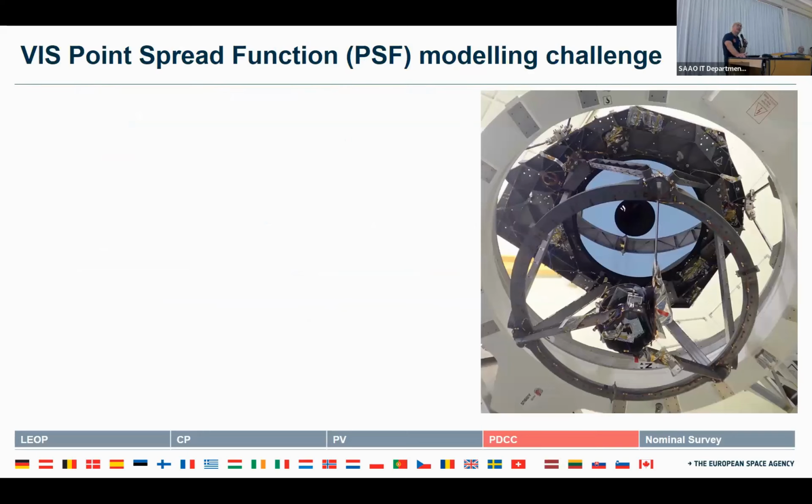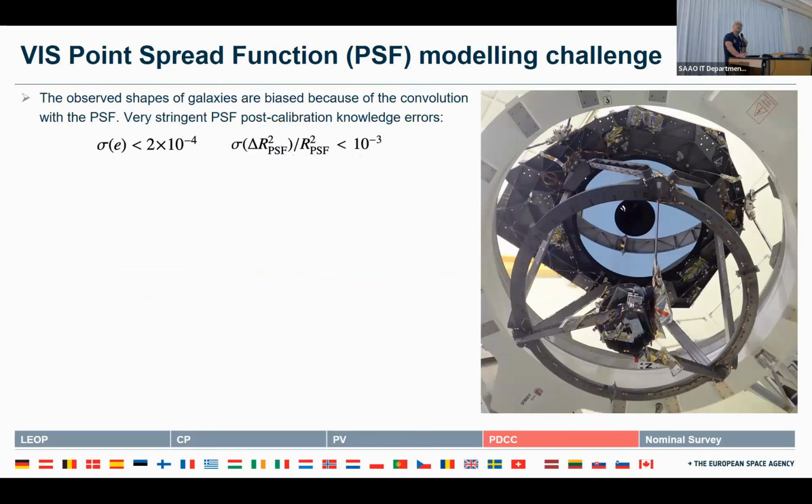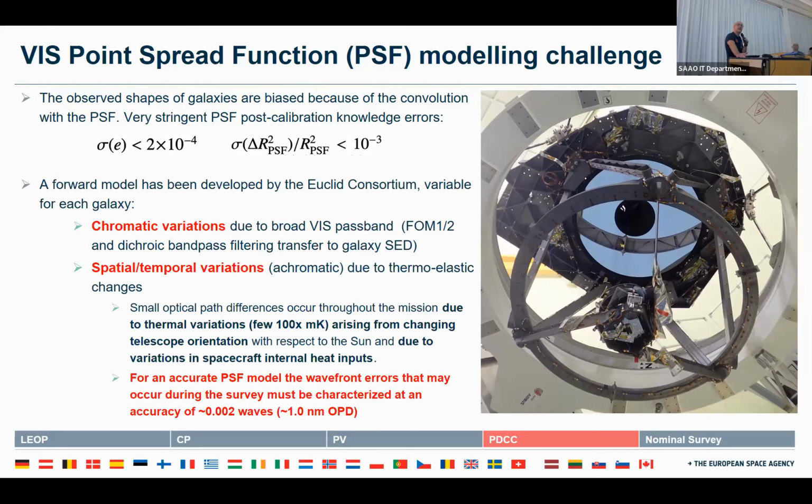Okay, and very quickly, I would like to talk about the point spread function modeling challenge for Euclid, because I think this is also applicable for you. You know that we have very stringent requirements on the knowledge error of the PSF. For ellipticity, this is 10 to the minus 4, so 1 part in 10,000.